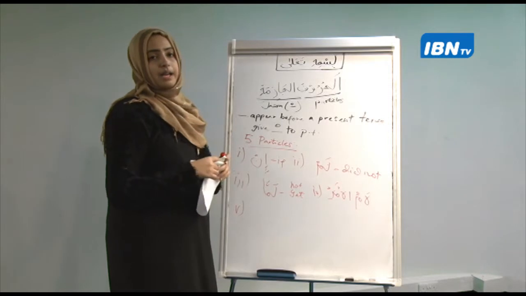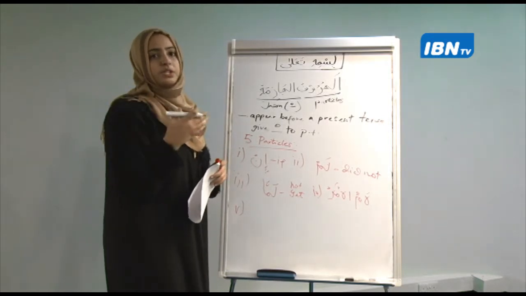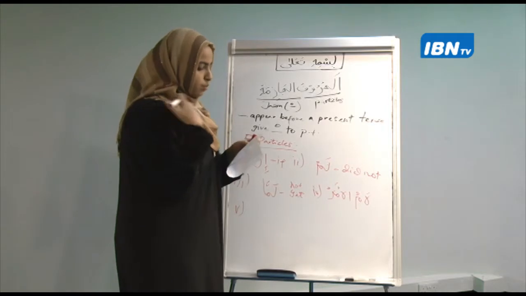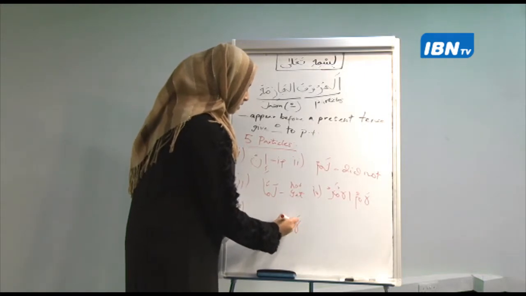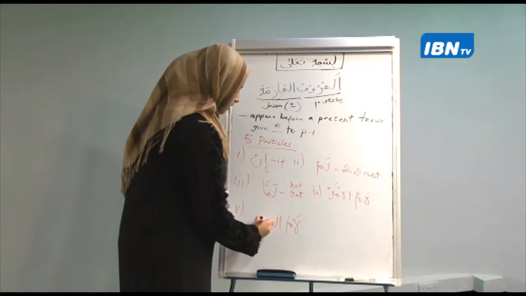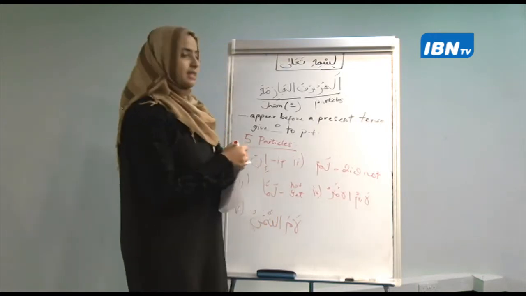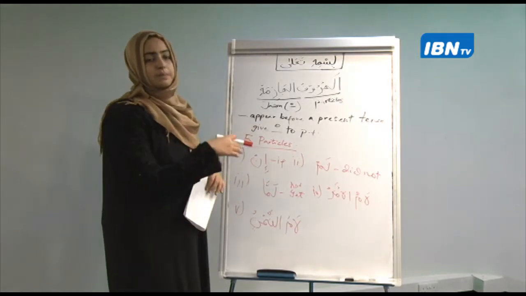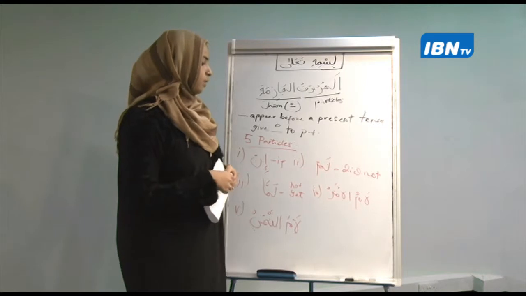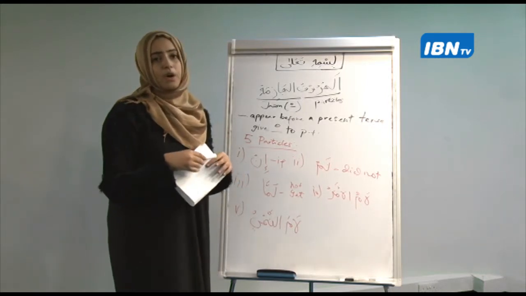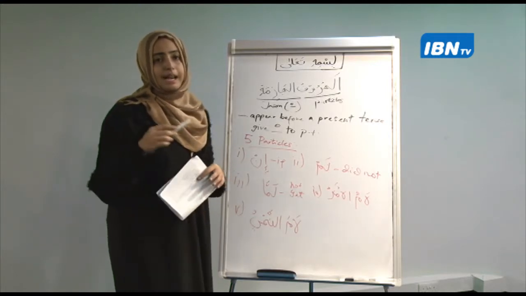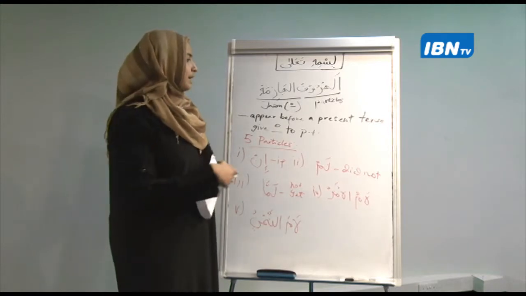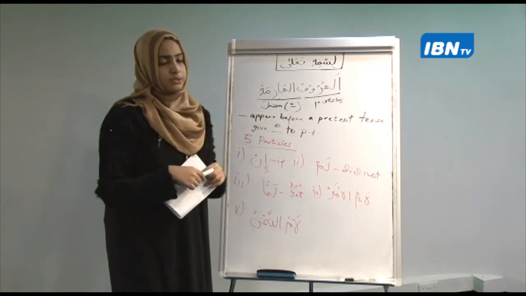Then we have la'un nahi. This is more like prohibition. I'm prohibiting you: do not do this. So these are the 5 particles. If any of these particles, in, lam, lamma, la'un nahi, lamul amr, appear before a present tense, the last letter of the present tense will carry a jazm, a sukoon.